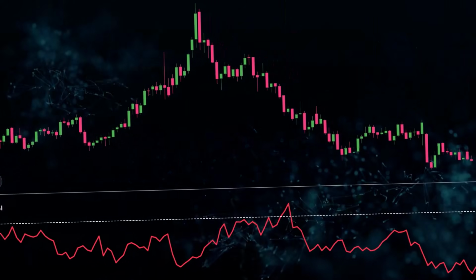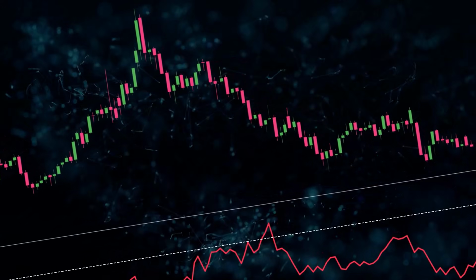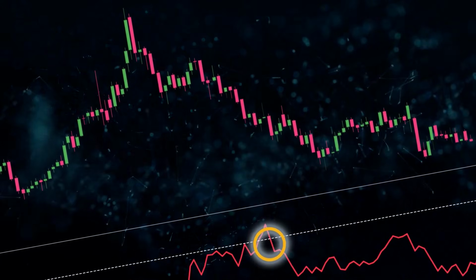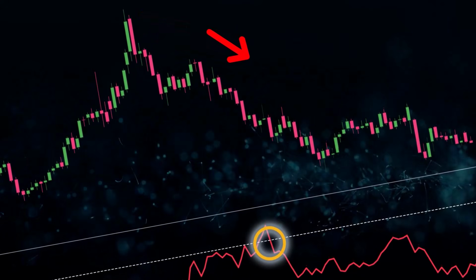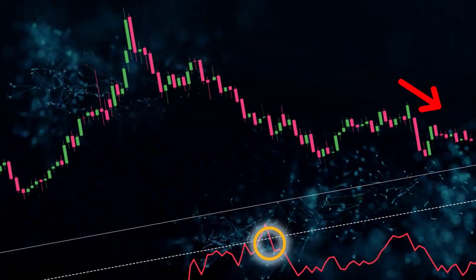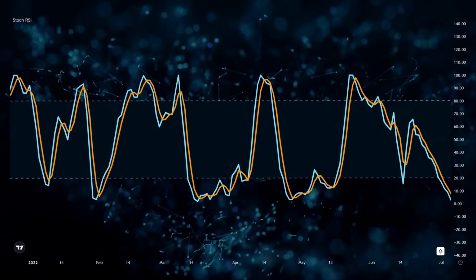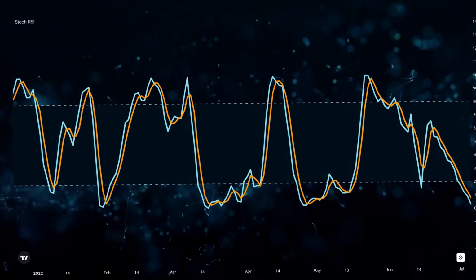Many beginners use RSI, but here's the real problem. Most of the time, they are late. When RSI gives the signal, the move already started. You enter and price is already tired. So today I'm going to show you a faster version of RSI.